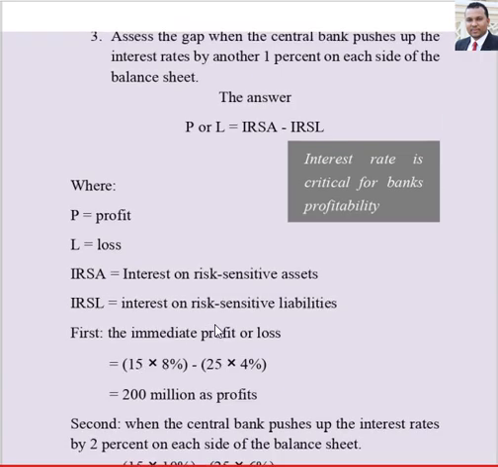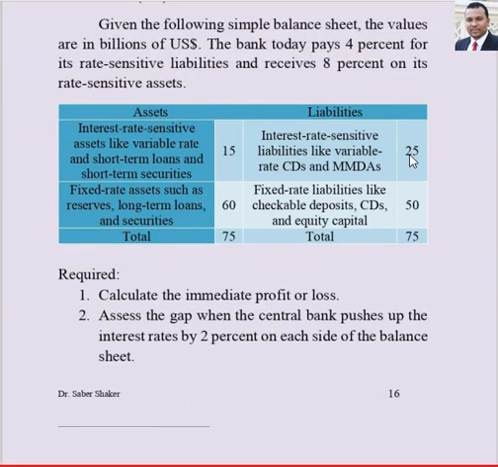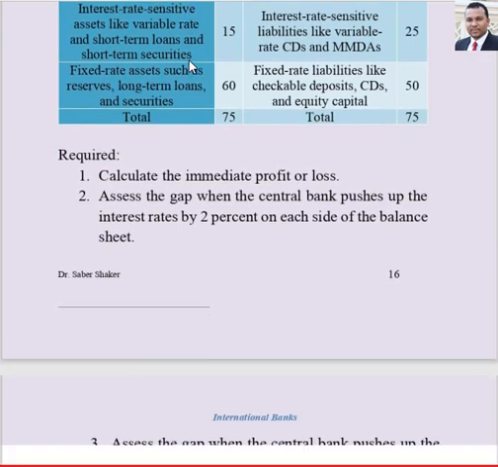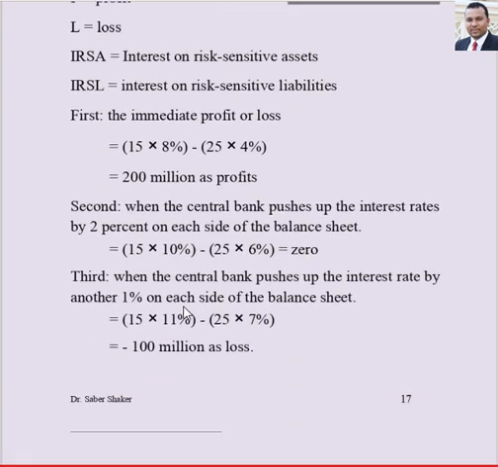Minus, what about the value of liabilities? For liabilities, we talk about the payment from the bank: 25 billion. What about the rate? 4% for liabilities. So 25 billion multiplied by 4%. The gap equals 200 million as a profit. This is the first case.